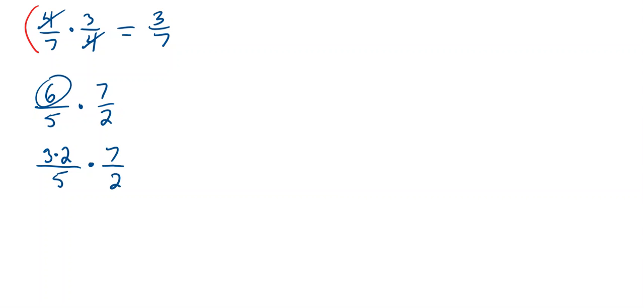Now that I have this written as 3 times 2, the 2s cancel. But then you're stuck with the 3s. So now it's really just 3 times 7 is 21, and then there's just a 5 on the bottom. How does that work?